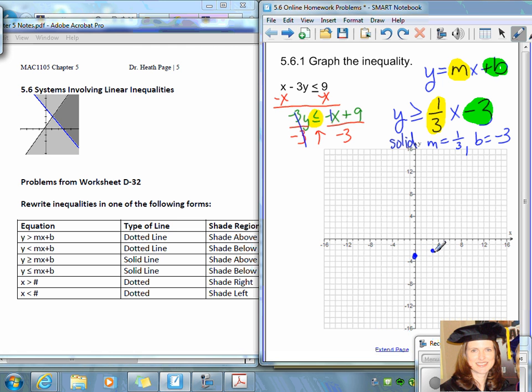Now when you do this on the homework, you only need to plot those 2 points, the y-intercept and one other point. You can make a table if you have to. So once you have those 2 points, you will draw the line straight through those. I'm going to plot a few more points so that I can get a nice straight line to go through those. Okay, and then I'm going to pick up my line tool here.